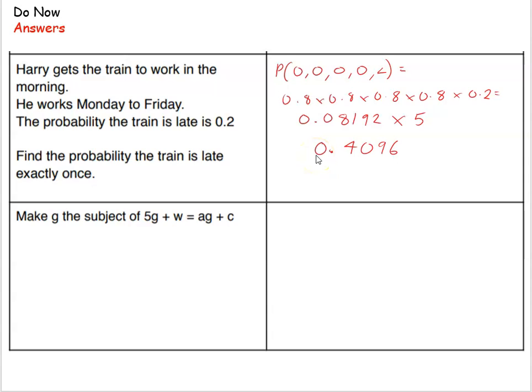Okay, so just remember that bit's important. We worked it out for 1 day, but it represents that answer, 0.08192. That represents the same probability across the 5 days. So we have to multiply it by 5 to get the probability that he is late from Monday to Friday exactly once. Okay, so please remember that last bit. That's very easy to forget.